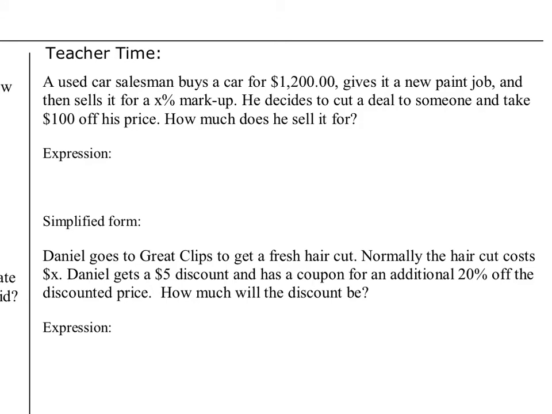All right, a used car salesman buys a car for $1,200, gives it a new paint job, and then sells it for a X% markup. He decides to cut a deal with somebody to take $100 off the price. Now, this is the way the world works. When you go to the convenience store and you buy that bag of chips for $1, that convenience store bought that bag of chips from Frito-Lay for like 20 cents. They marked up the price.